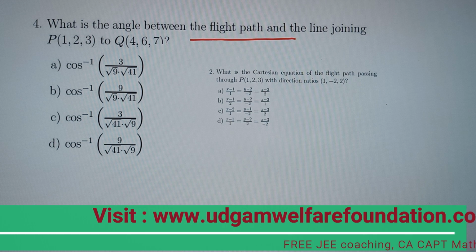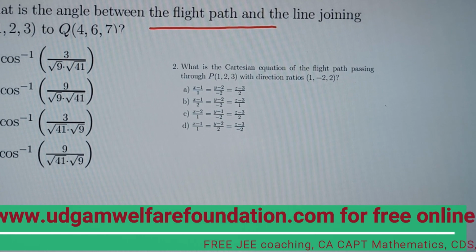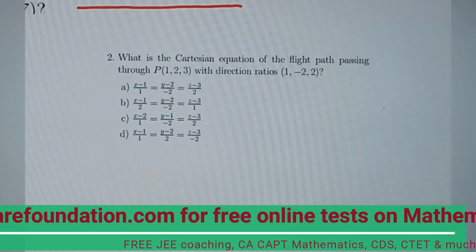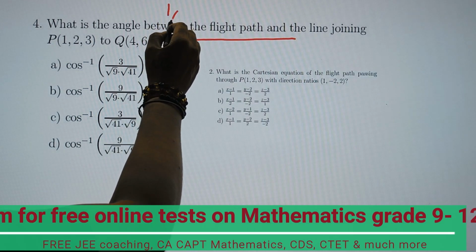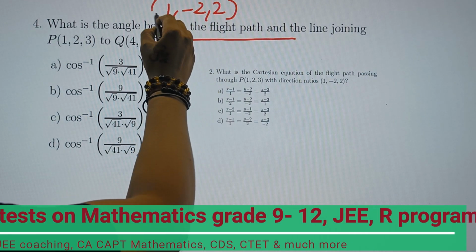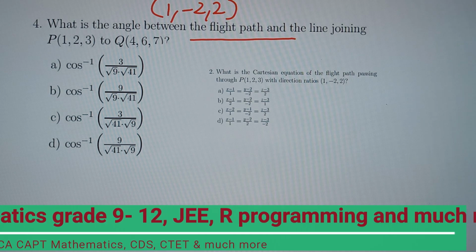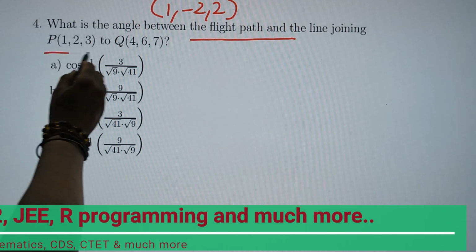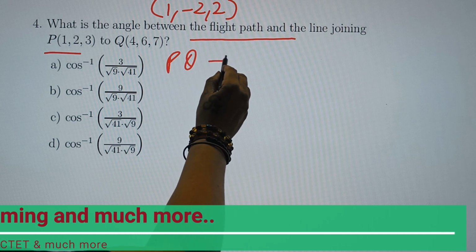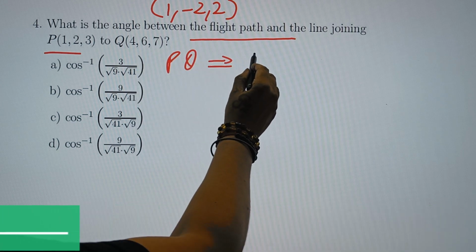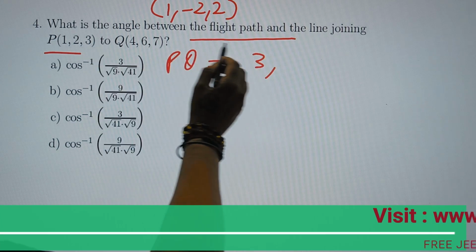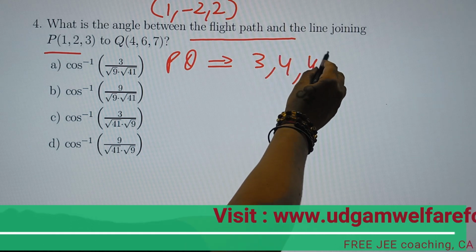Here it is given that the direction ratio of the flight path is 1, minus 2 and 2. So we can simply write it here, 1, minus 2 and 2 is the direction of the flight path. Now we need to find the direction of PQ. So direction of PQ is given by what? 4 minus 1 is 3, 6 minus 2 is 4 and 7 minus 3 is 4.